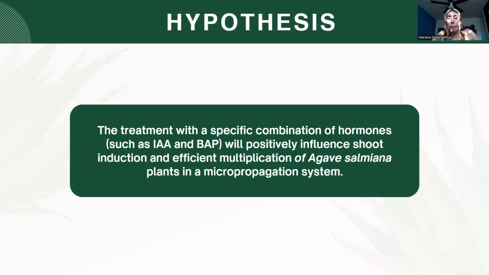Ashutosh Sharma. Our hypothesis is that the treatment with a specific combination of hormones, such as IAA and BAP, will positively influence shoot induction and efficient multiplication of Agave salmiana plants in a micropropagation system.